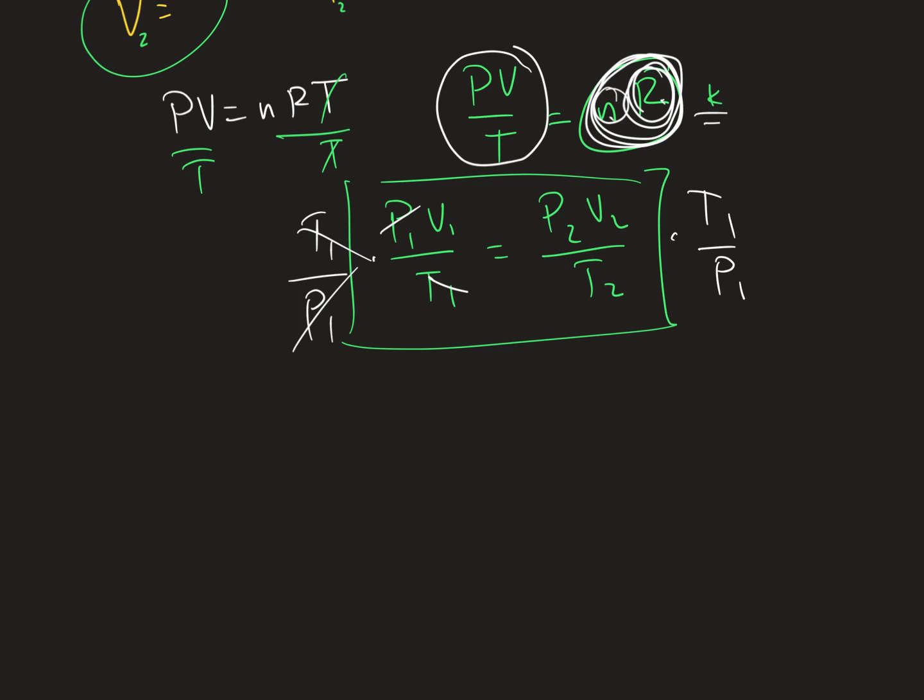So we get volume 1 is equal to P2 V2 T1 all over T2 P1. Are you going to have to know how to logic this into getting that? Not if you put this on your reference sheet. Okay, so that's a constant formula that we'll use repeatedly?